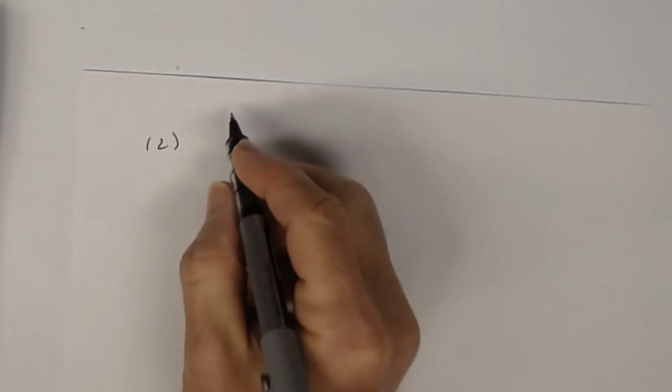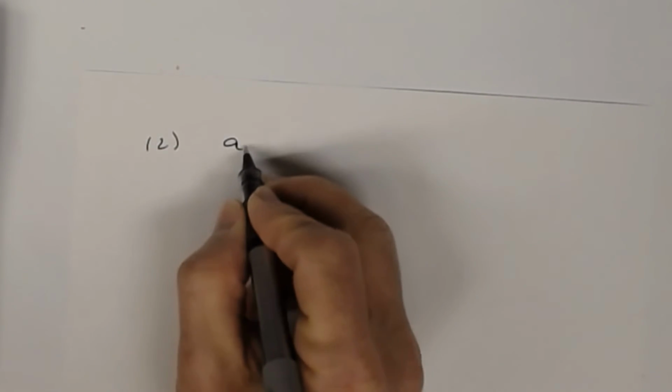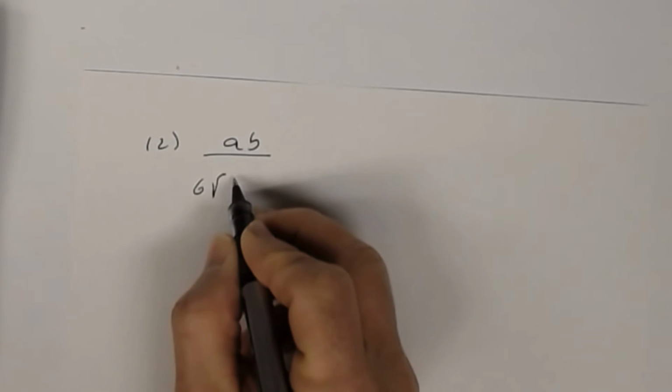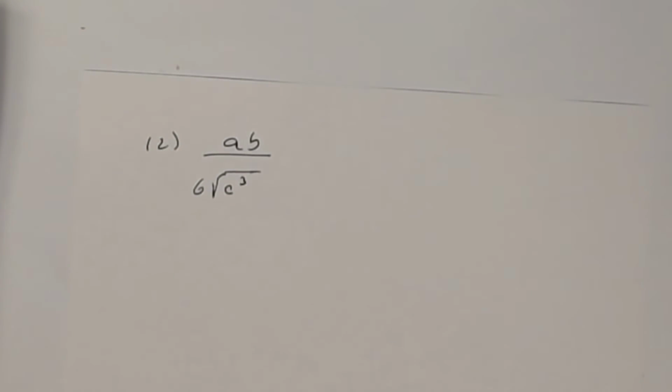All right, let's do one more. Let's do number 12. So number 12, let's suppose we had, let's see, AB divided by 6 times the square root of c cubed. All right, so AB divided by 6 divided by the square root of c cubed. All right, so let's think about the different approaches we can take.